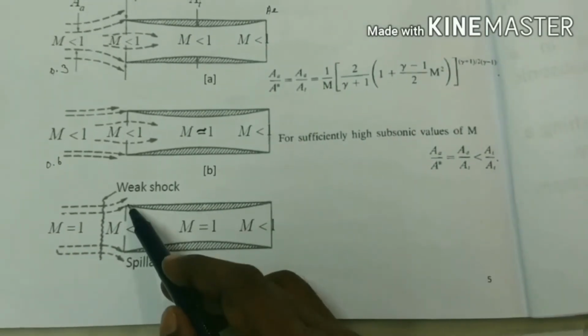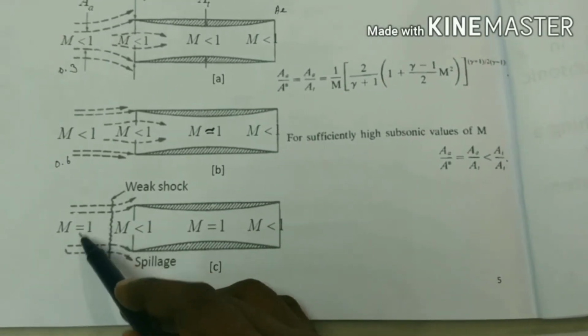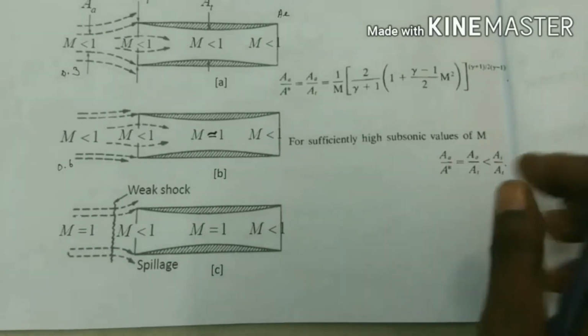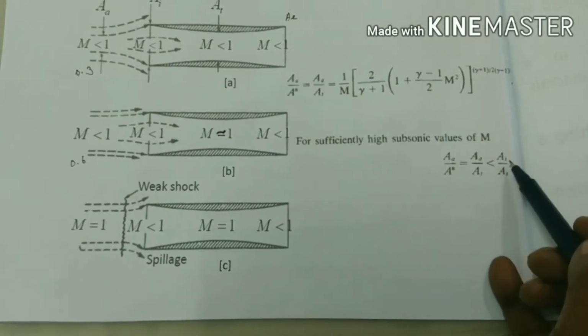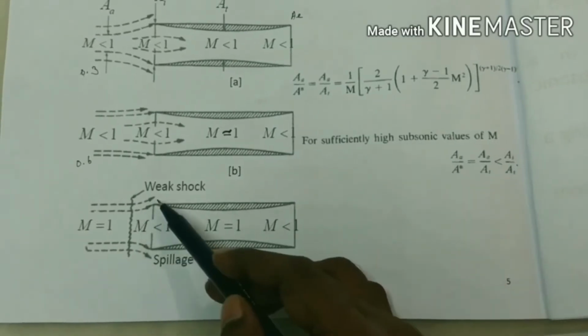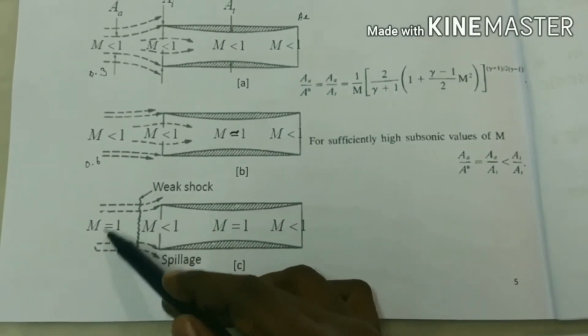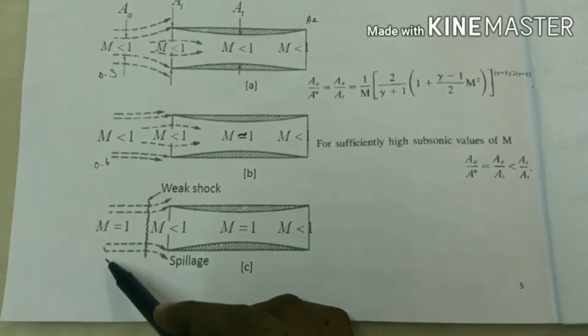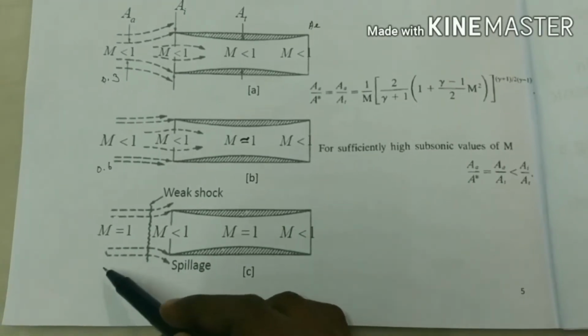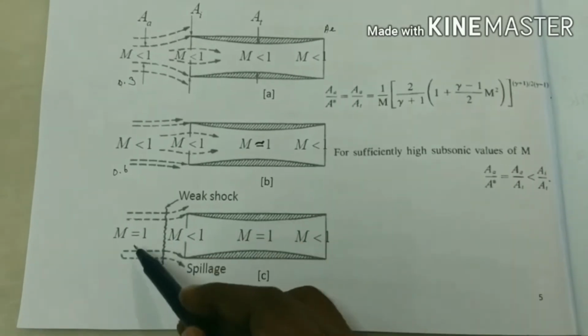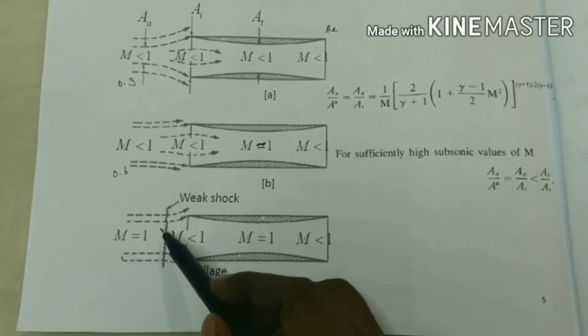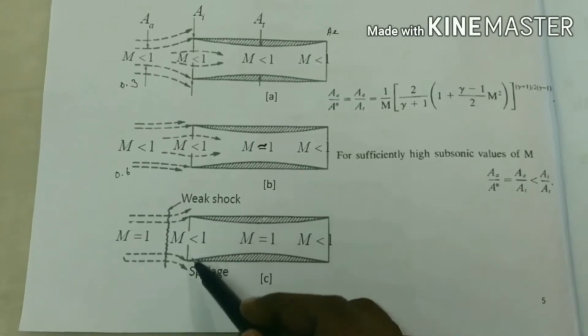The capture area is shrinking, we can say now. AA by AT will be lesser than AI by AT. AI is the inlet area, AA is a capture area. When you accelerate the flow to a higher Mach number, the capture area is shrinking. When the capture area is shrinking, there will be more spillage. When spillage is occurring, that leads to a nozzle drag.